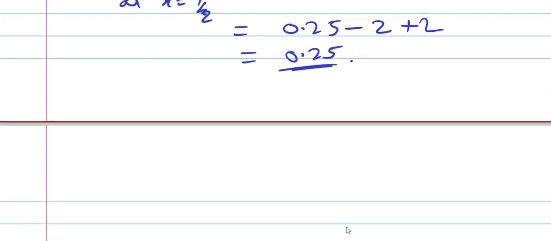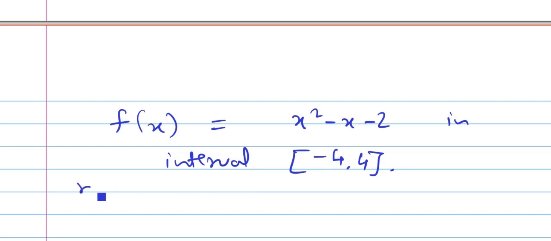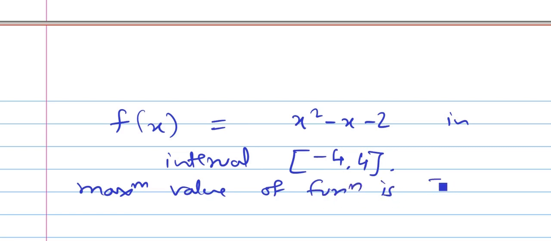Let's look at one more question. f of x equal to x square minus x minus 2 in the interval minus 4 comma 4. So the maximum value of the function in the interval minus 4 comma 4 is.